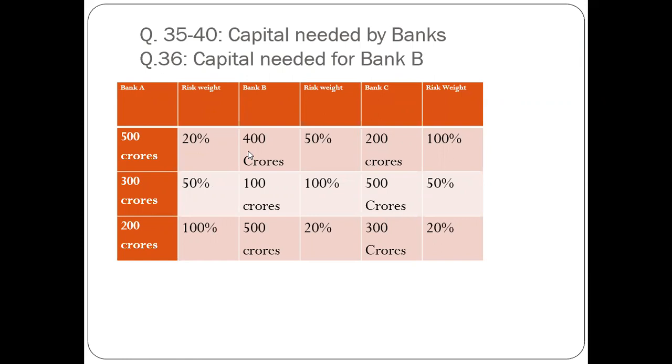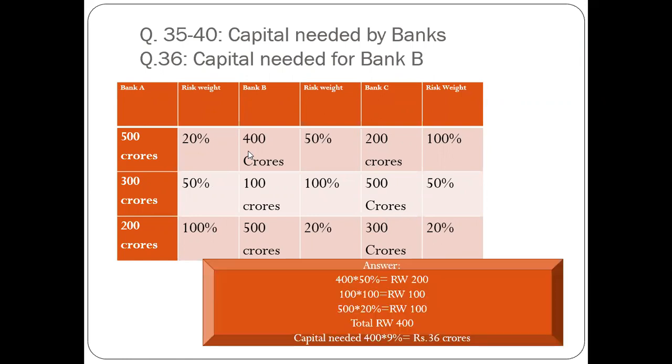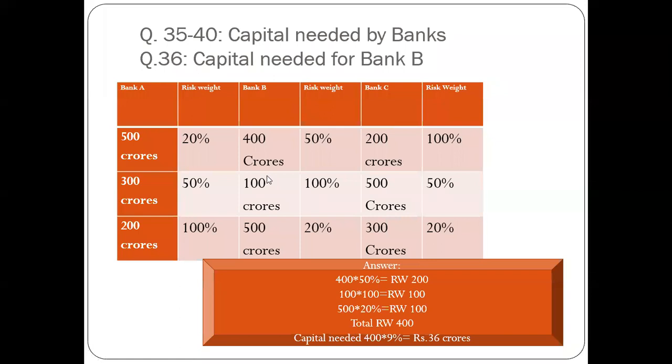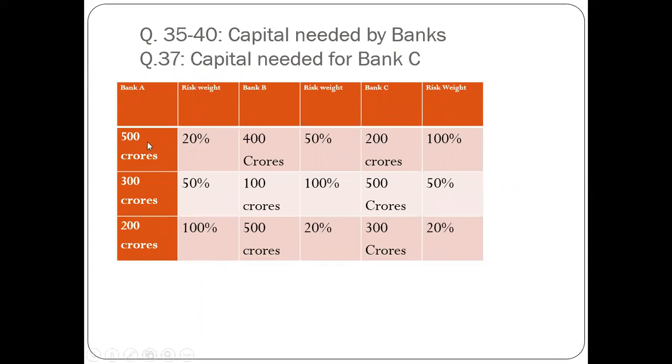How to calculate? Easy. For example, bank A. How much you have to calculate, you know? Bank A answer is, okay, why is the screen moving? Now 50 into 20. I think the pointer is not coming.